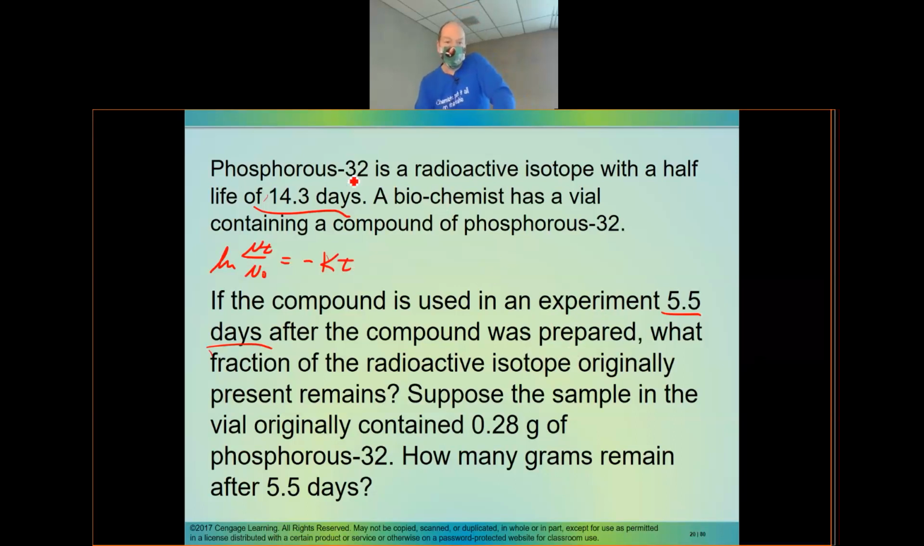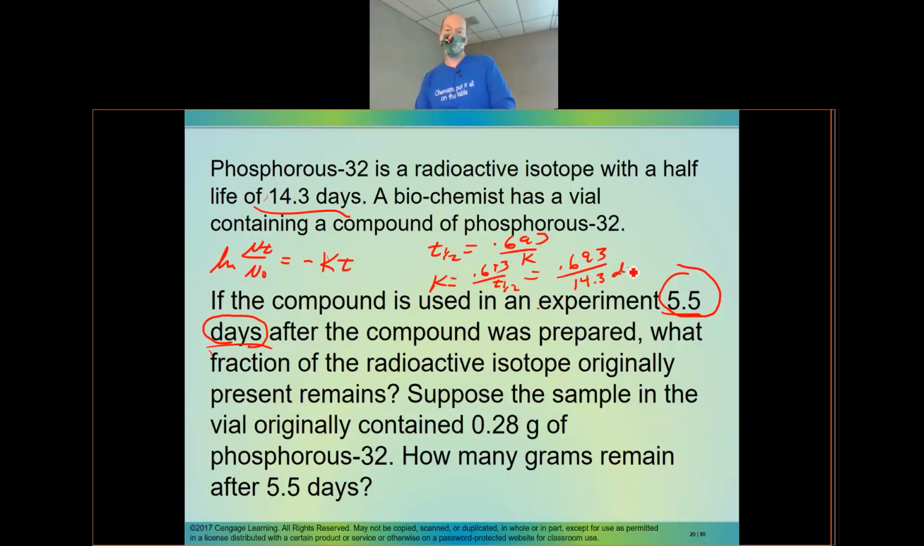All right, so what we have to have is the same units for our times in this one. You have to have your time in days, and your K value has to also be in days, or you can convert everything to seconds, but that's just a lot of extra work. So we have T1/2 is equal to 0.693 over K. To solve for K, when you multiply both sides by K and divide both sides by T1/2, K is 0.693 over T1/2. So to get the K value, take your 0.693 and divide by your 14.3 days. So we have days for our K, 1 over days, and then we also have days for our time.